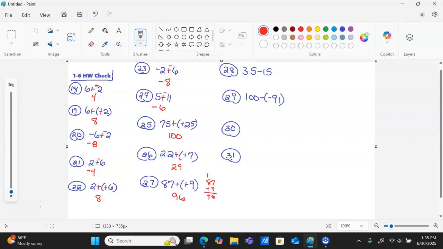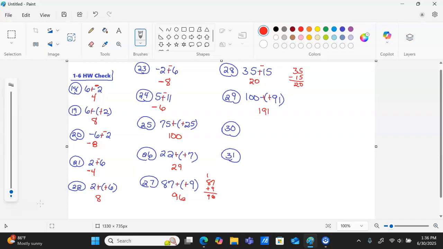28 is like 18. I would just see this because 35 is bigger than 15. I would say that's 20. But they want us to show it as an addition problem. And so since 35 and 15 are different signs, we subtract and keep the sign of the larger, which is the 35. Change my signs and add. 100 plus 91, they're both positive, would be 191.